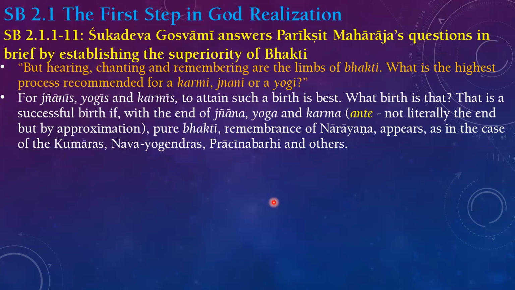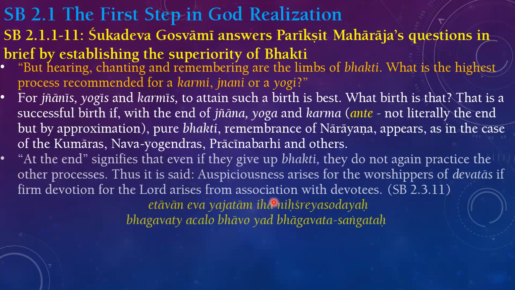So like this, Kumaras, Navayogendras and Prachinabarhi attained perfection by understanding the importance of bhakti. At the end signifies that even if they give up the other processes for bhakti, they do not again practice them. Naiha vikrama nashosti alpamapi asya dharmasya. Thus it is said, auspiciousness arises for the worshippers of the Devatas if firm devotion for the Lord arises from the association with the devotees.